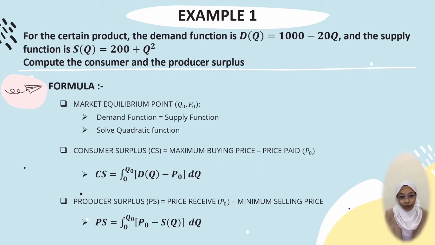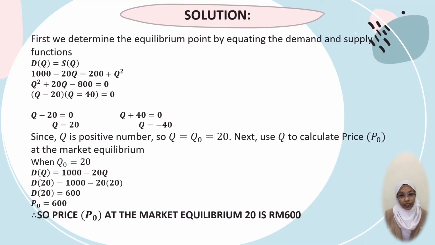So, the last one is producer surplus, whereas the price received minus the minimum selling price, which is like this. So, to find the solution, first we need to determine the equilibrium point by equating the demand and supply function, which is D(Q) equals S(Q). Next, we put the equations given before into this formula, like this. So, the Q that we get is 20 and negative 40. Since Q needs to be a positive number, we take 20 as our Q0.